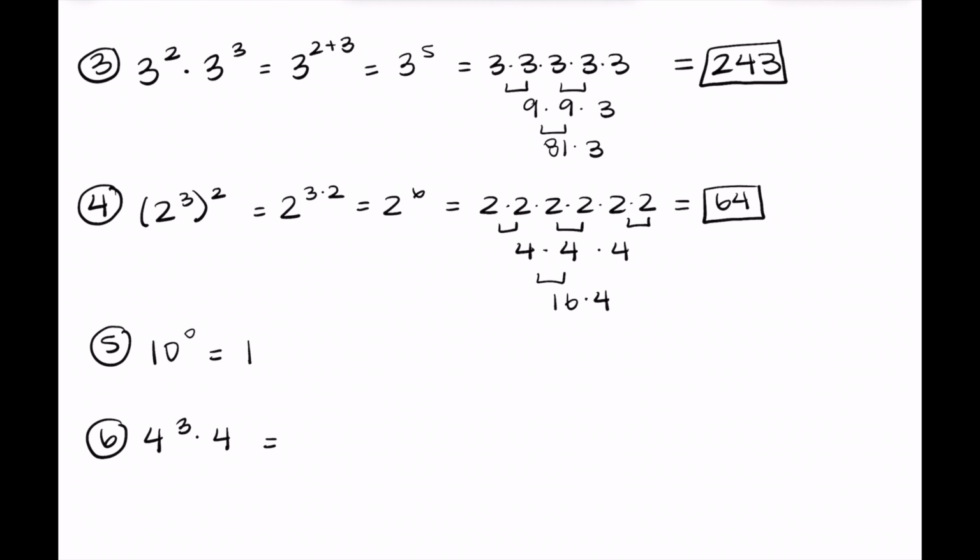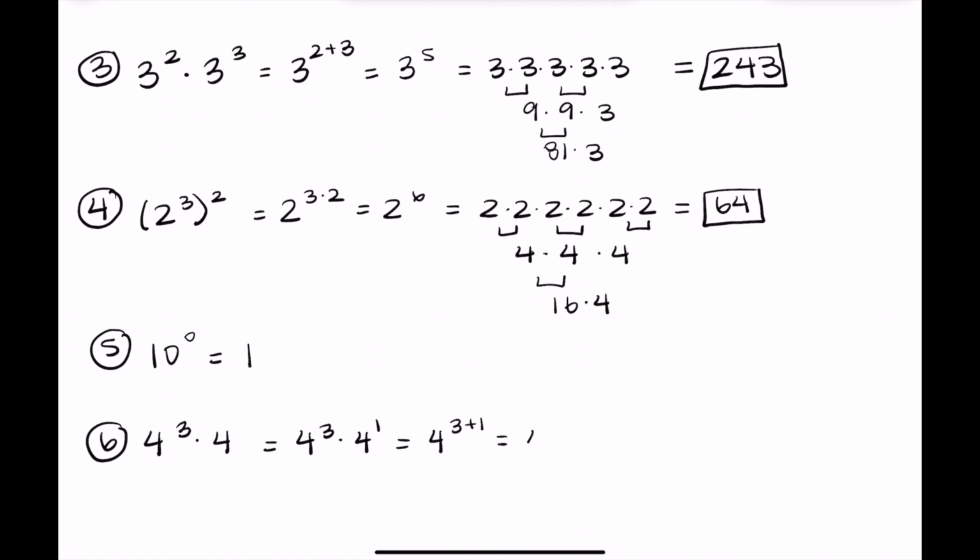So what does this mean? 4 to the power of 3 will stay the same. That 4 has an exponent of 1. So what we would do, since we're multiplying these numbers, is we would add our exponents. So it would be 4 to the power of 3 plus 1, which would give us 4 to the power of 4. We'll go through and expand that out.